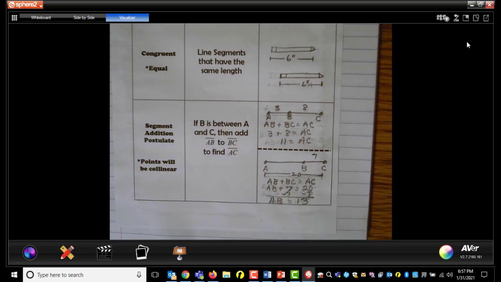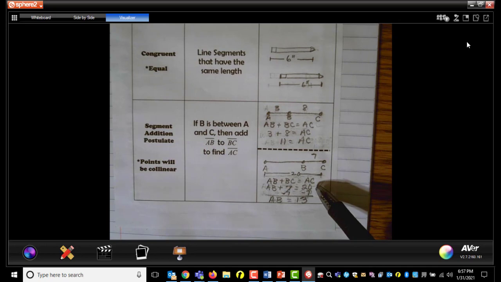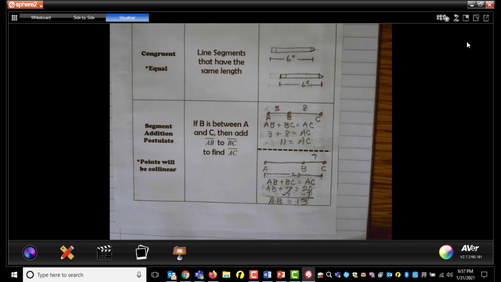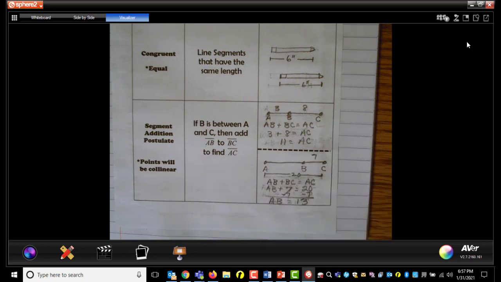Again, I just set up an equation. We know that AB plus BC would equal the length of the long segment. I substituted in and ended up getting AB plus 7 equals 20. It ends up being a one-step equation, so I just subtracted 7 from both sides, to keep those equations balanced. Then I would have that the length of AB equals 13. If we substituted that back in, 13 plus 7 does indeed give us the length of AC.